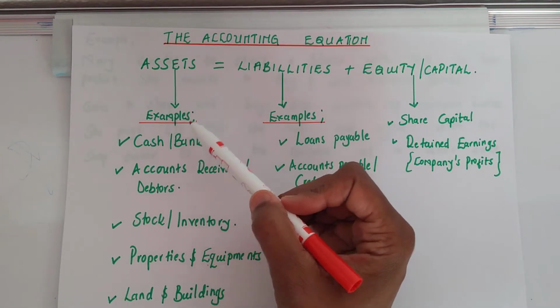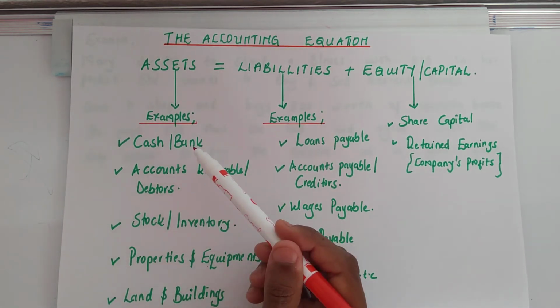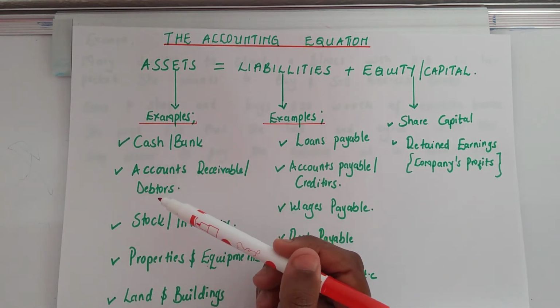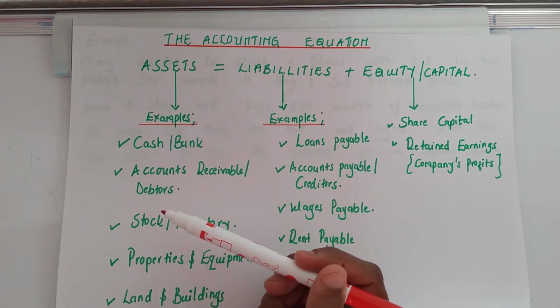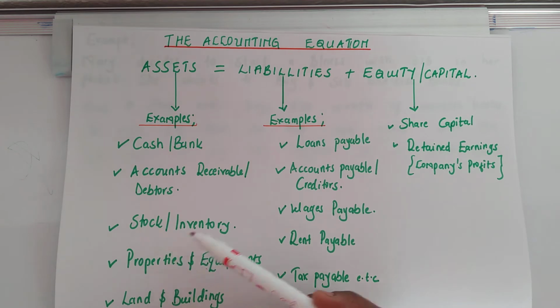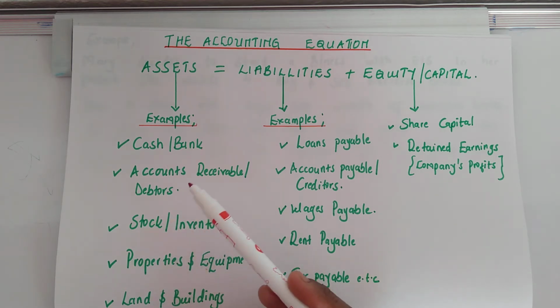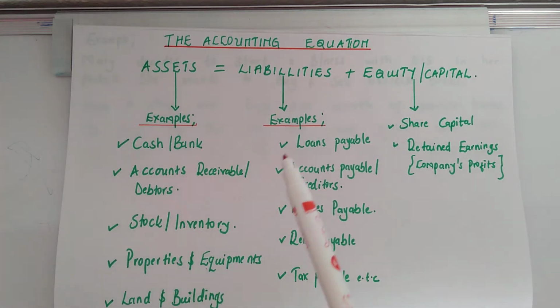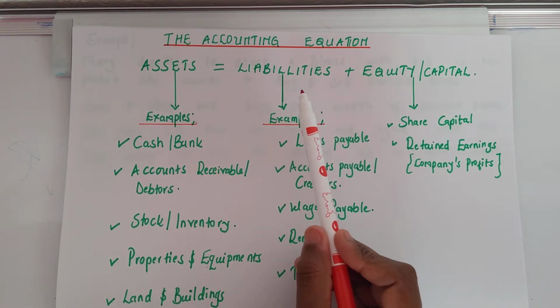So assets, examples of assets will include things like cash or cash held in your bank account, accounts receivable, otherwise known as debtors. We have stocks or inventory. You'll have properties or equipment, land and buildings. Anything of monetary value to the business is regarded as an asset. Okay? And then the assets will equal liabilities.